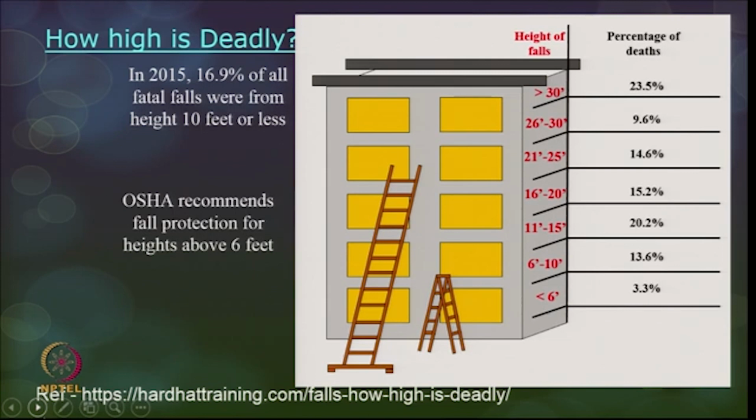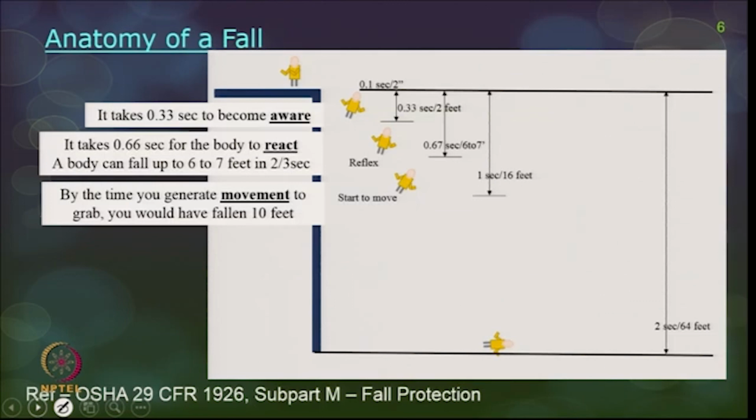This is a record in 2015. In 2015, 16.9% of all fatal falls were from a height of 10 feet or less. OSHA recommends fall protection for height above 6 feet, which is considered a tolerable limit. So, above 6 feet, if you want to work in a site, it recommends that there should be proper fall protection devices.